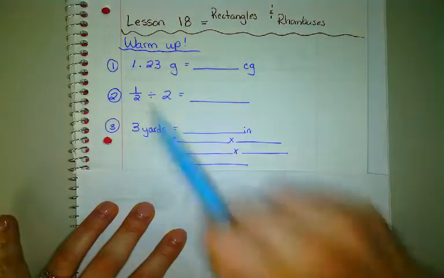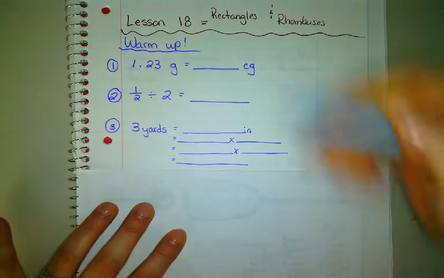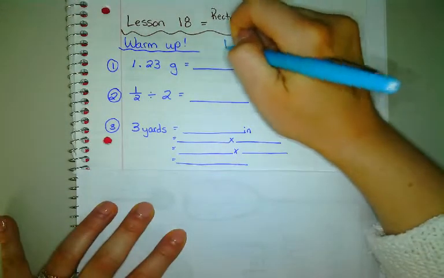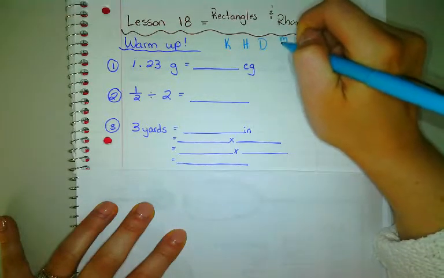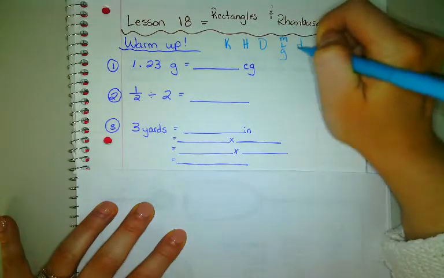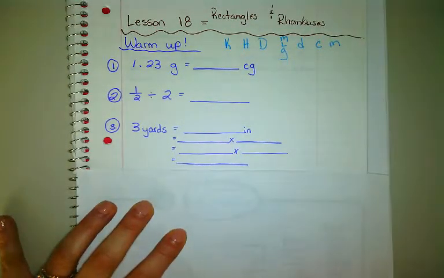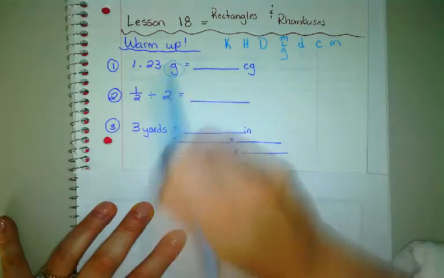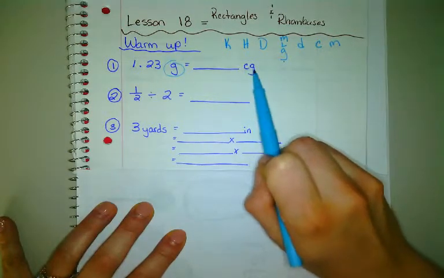Okay, so when we convert with the King Henry chart, let's just start off by writing down our King Henry chart on our paper. And we know that our saying for that is King Henry doesn't usually drink chocolate milk. Now remember, this is the metric system again, okay? So we need to start off with what our original unit is. And we know our original unit is grams, and we're going down to centigrams.